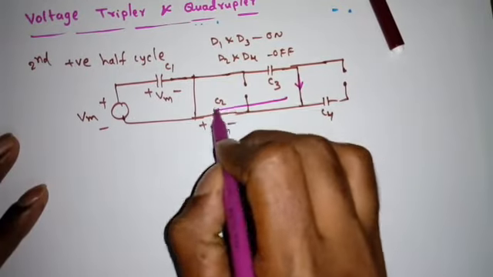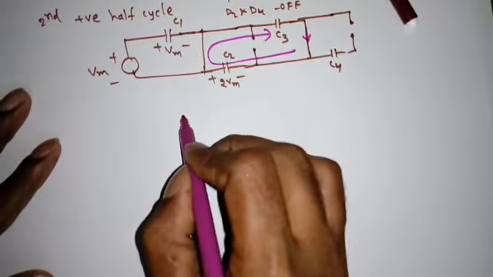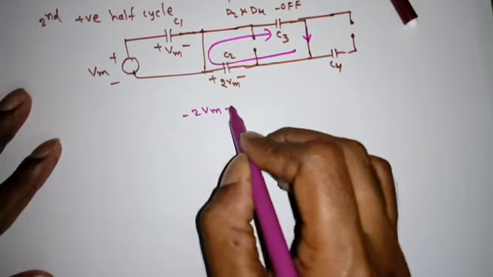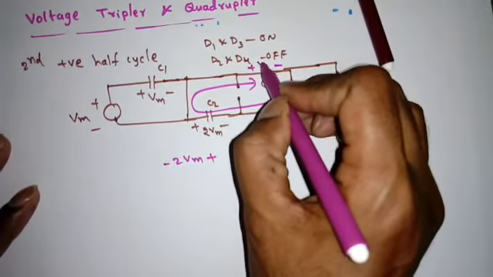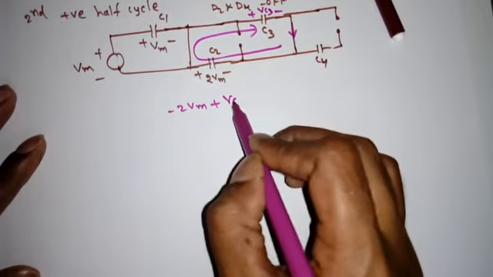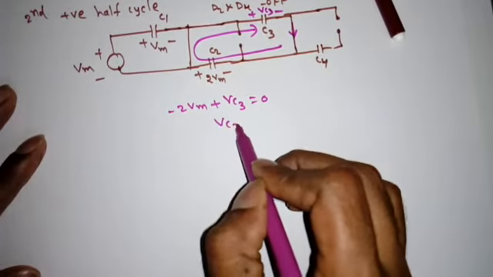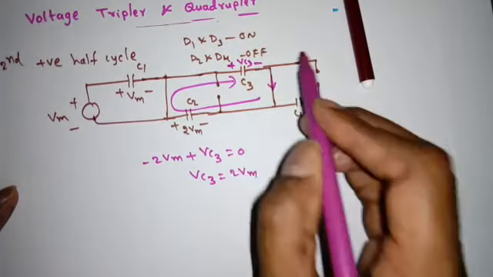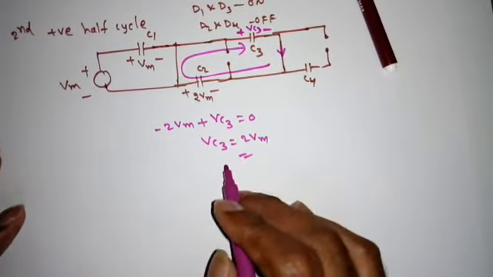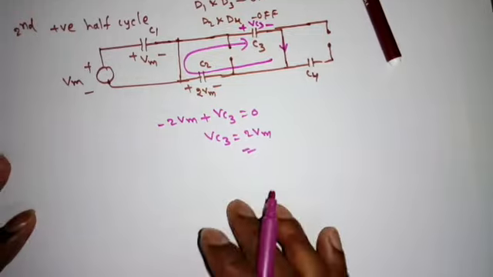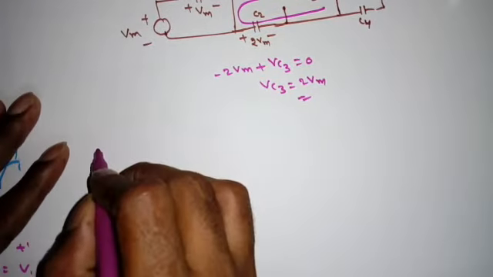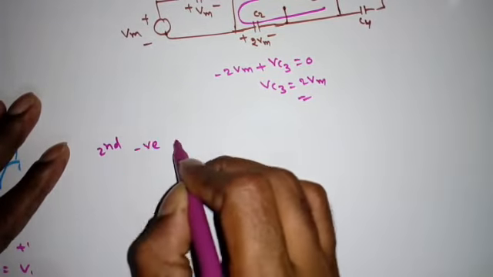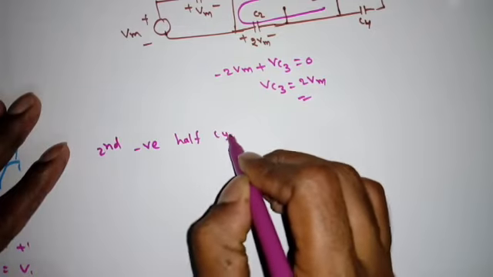So now if I apply KVL in this loop, this will become minus 2 Vm plus minus, I am assuming Vc3. So Vc3 is equal to 0. So what is Vc3? 2 Vm. These are the polarities, right? So this is up to the second positive half cycle. So one more, the second negative half cycle.